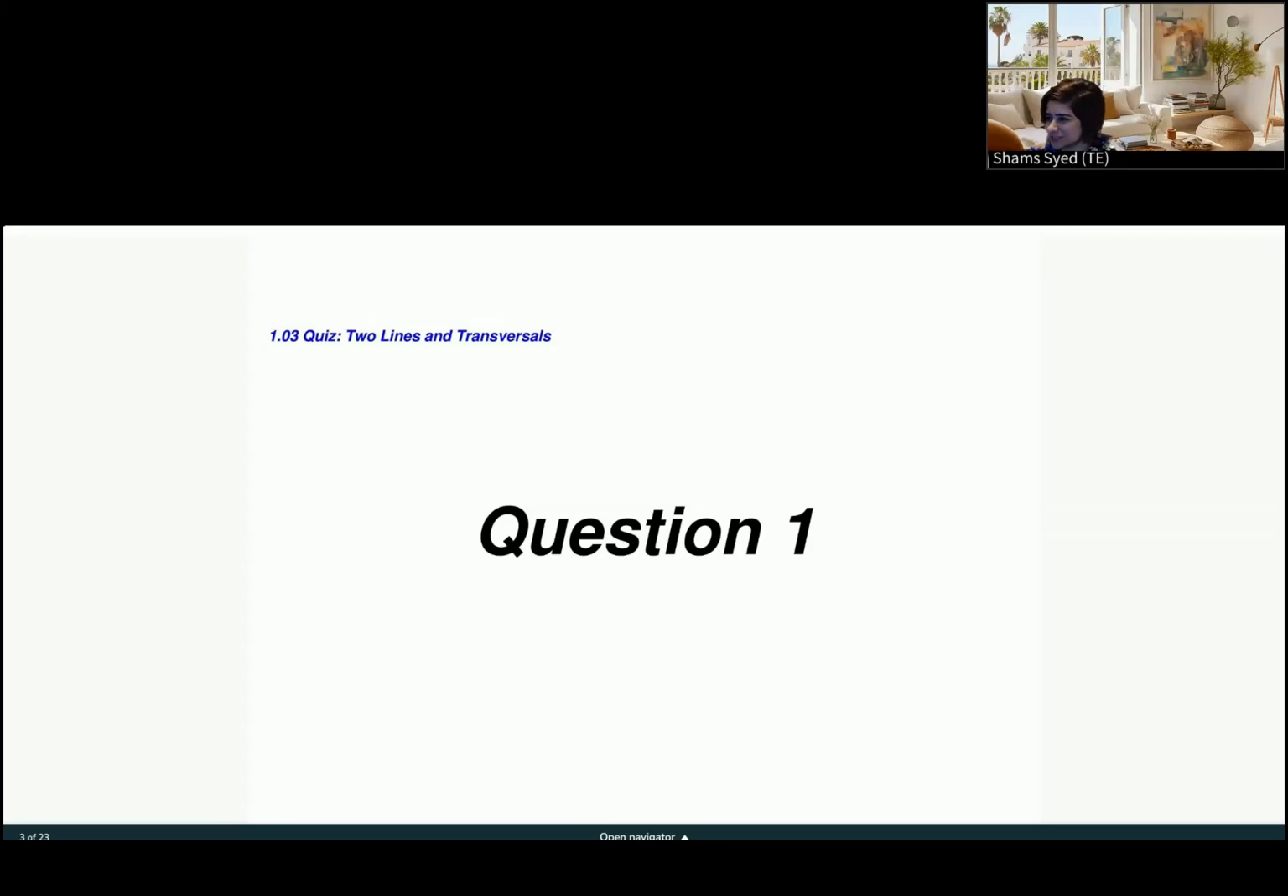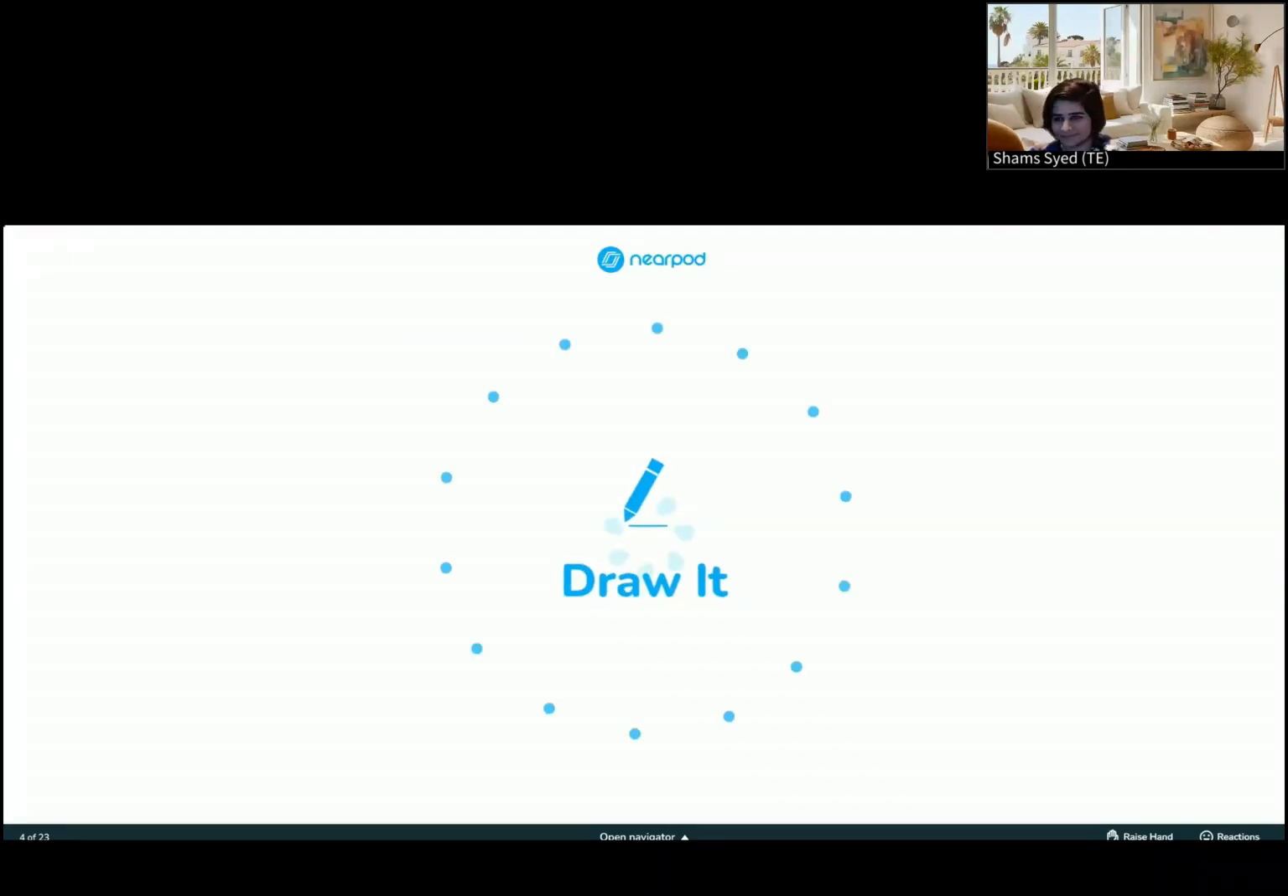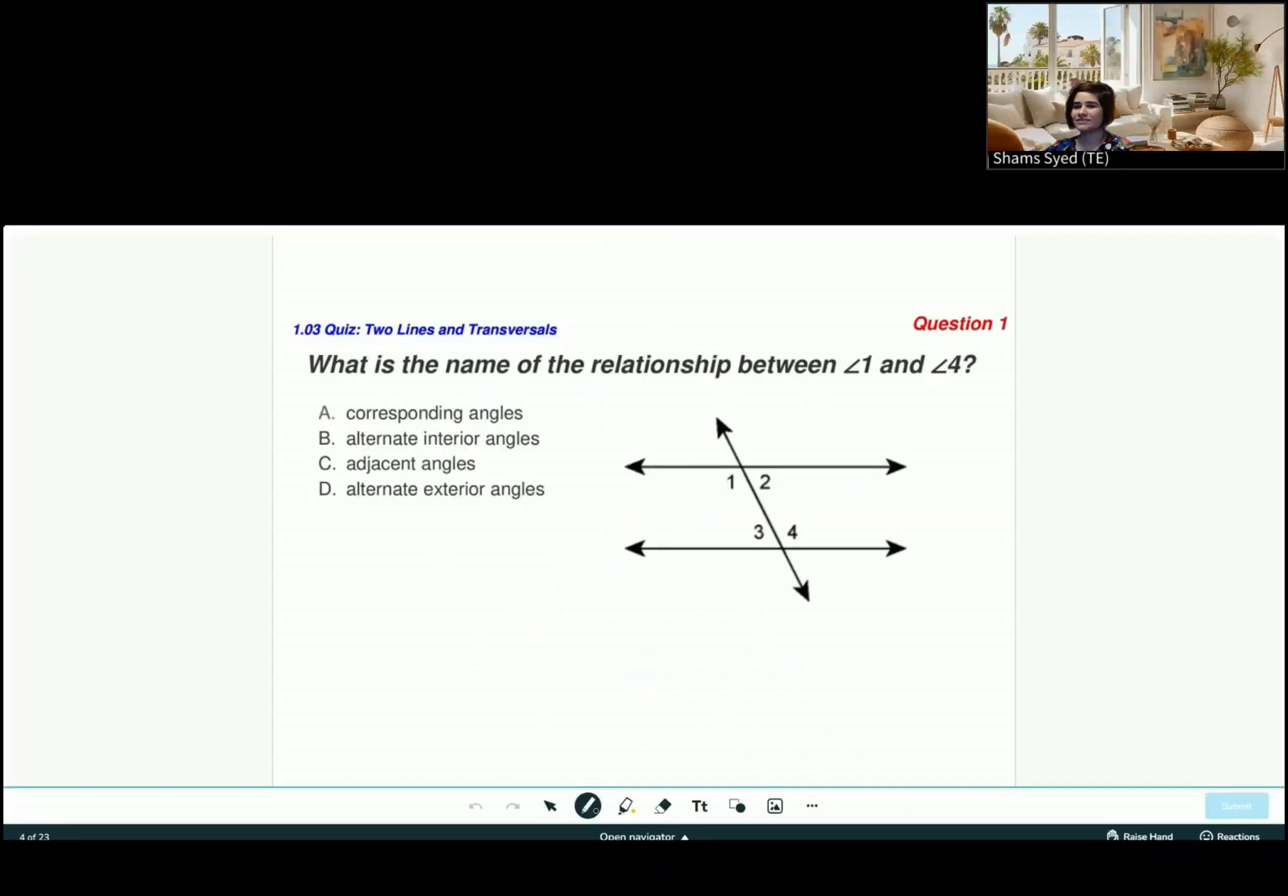Quiz 1.03, question 1, variety 1. What is the name of the relationship between angle 1 and angle 4? This is how you read those, right? What is the relationship between angle 1 and angle 4? Take some time, think, and see which one looks like the right answer.